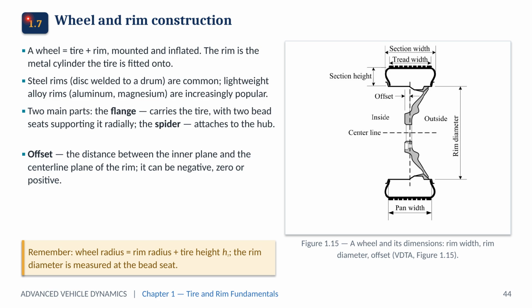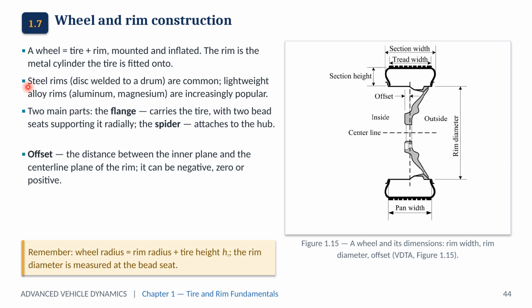First, we must separate two ideas. A wheel is a tire plus a rim, mounted and inflated, while the rim is the metal cylinder the tire is fitted onto. Steel rims, made by welding a disc into a drum, are still very common. Alongside them, lightweight alloy rims in aluminum or magnesium are increasingly popular.